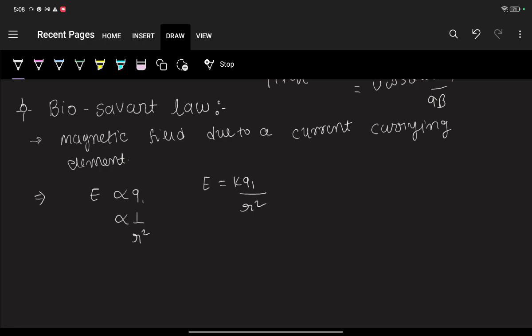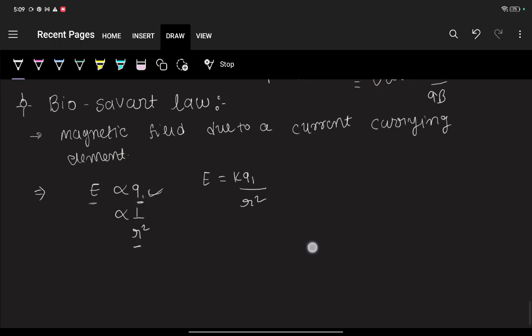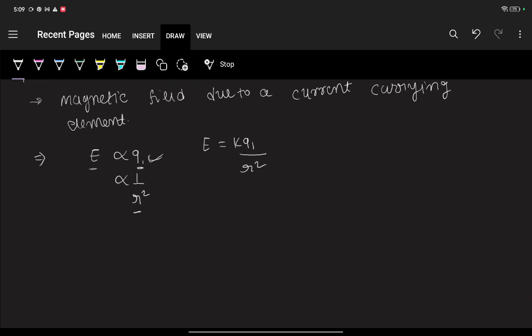Here, a charge is responsible for the electric field. The electric field linearly depends on the charge and inversely depends on the square of the distance between the charges, or the distance from which we are measuring the electric field.